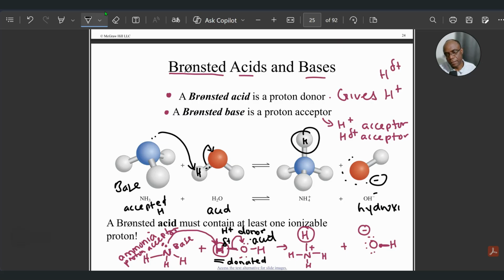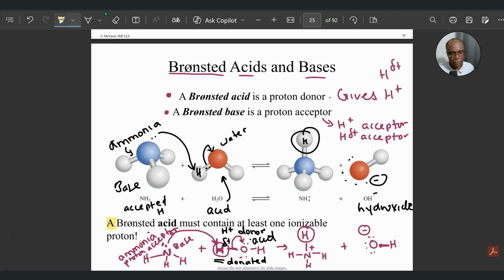Now, Arrhenius defined a base as that which dissolves in water to give you hydroxide. Bronsted here is saying a base is that which accepts a proton, which is what ammonia did. Ammonia accepted a proton, water lost the proton, water plays the role of an acid, ammonia plays the role of a base. Down here it says that a Bronsted acid must contain at least one ionizable proton.